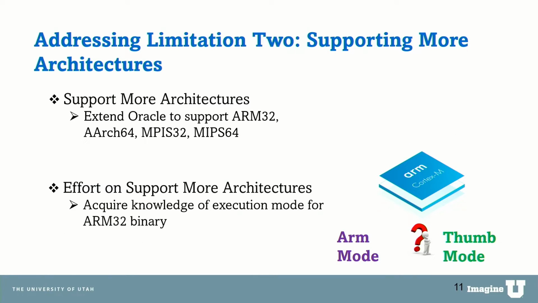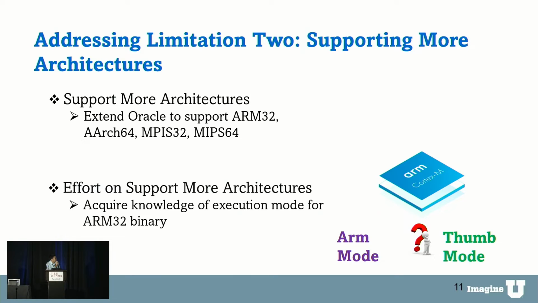So the second major improvement we made is to extend Oracle design to more architectures. So the original version of Oracle only supports x86 and x64 binaries, and we extend it to support more architectures, including ARM32, ARC64, MIPS32, and MIPS64. So during this process, when we are trying to support more architectures, there are also challenges we need to solve. For instance, while generating the ground truth for ARM32 binaries, we need to keep track of the execution mode. So to do so, we save extra information to the metadata for each basic block.